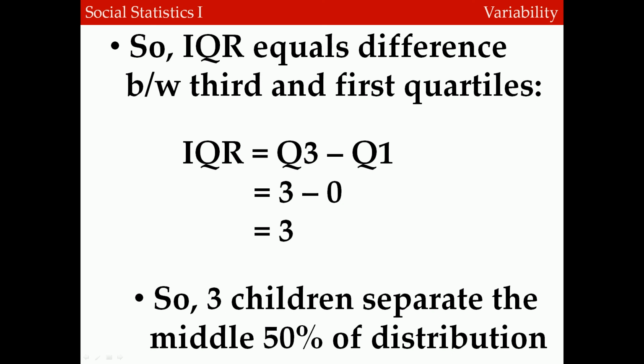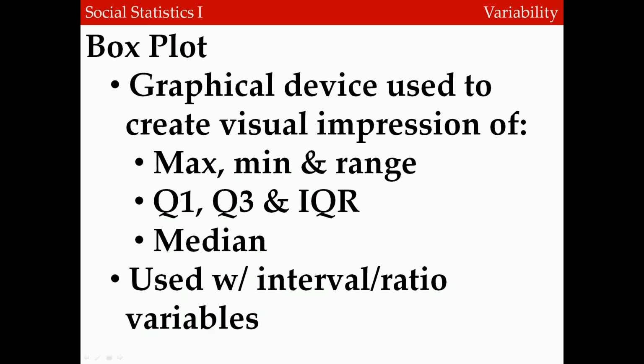And so we may trust this value a bit more than the range because it's not as sensitive to outlying values. The next thing we'll talk about is something called a box plot, and this is a graphical device used to create a visual impression of some of the quantities that we've just been talking about, including the maximum, the minimum, the range, the first quartile, the third quartile, interquartile range, as well as the median. And this too is mainly used with interval ratio variables.